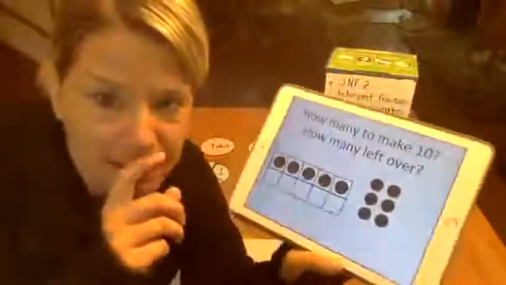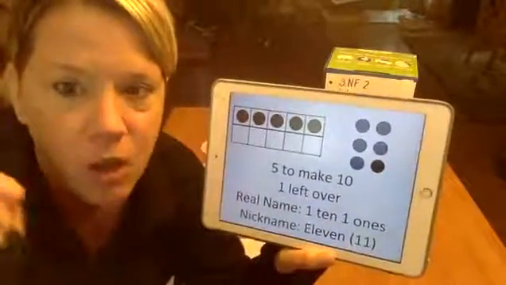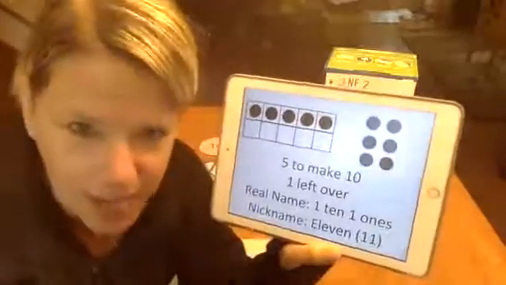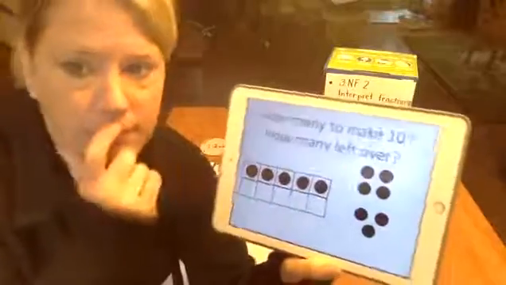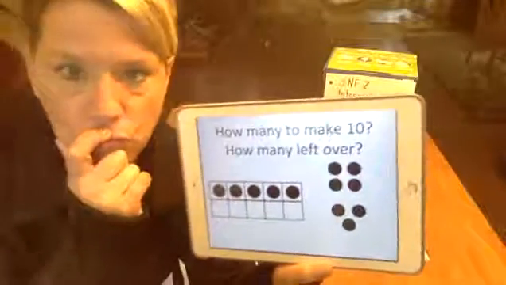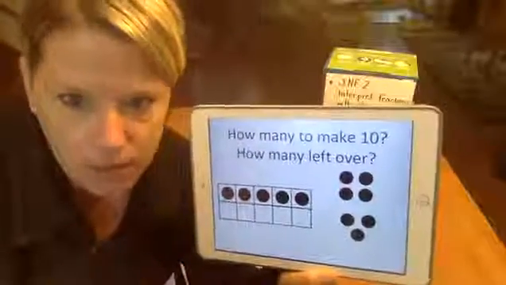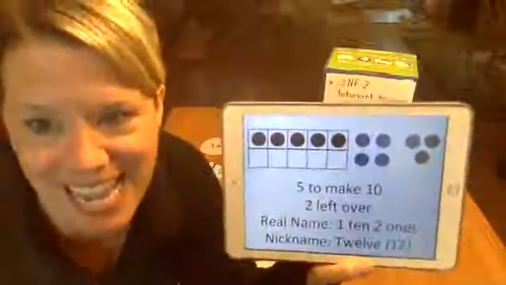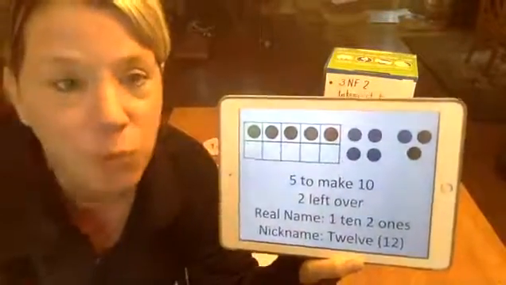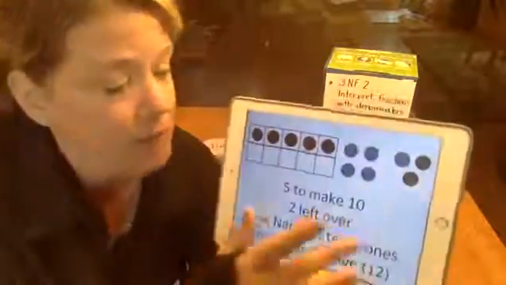How many to 10? How many left over? 5 to make 10. 1 left over. That's 1 ten and 1 one. The nickname is 11. What did you get? 5 to make 10. 2 left over. That's 1 ten and 2 ones. The nickname for that is 12.